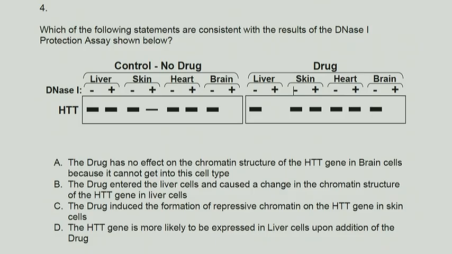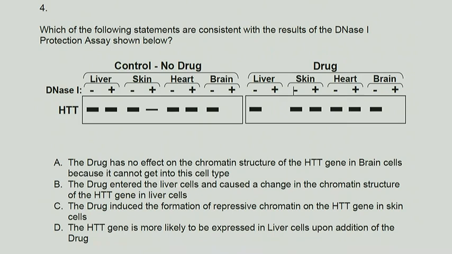The drug induced the formation of repressive chromatin on the Harringtonian gene in skin cells. Did we go from euchromatin to heterochromatin in skin cells? Yes, exactly, right? So we went from open chromatin that was getting degraded to completely closed chromatin in the skin cells. So this is again true. The drug is doing all of these things.